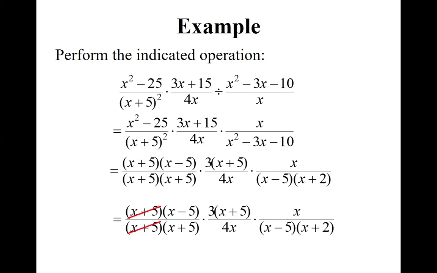The x plus 5, the other x plus 5, the x minus 5, the x. That leaves us with just a 3 on top and a 4 times (x plus 2) on the bottom. And that's our answer. If that 3 had been eliminated as well, if there was nothing left on the top, the remaining factor on top would be the understood 1 that everything gets multiplied by. So if everything goes away, that's not 0, that's 1.